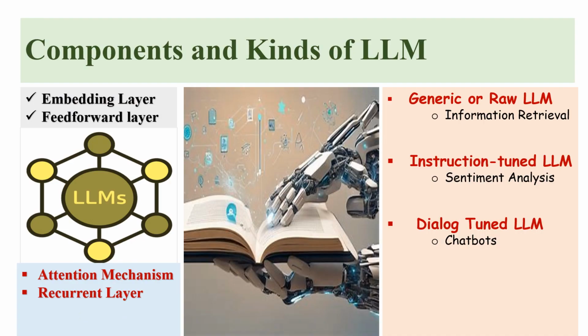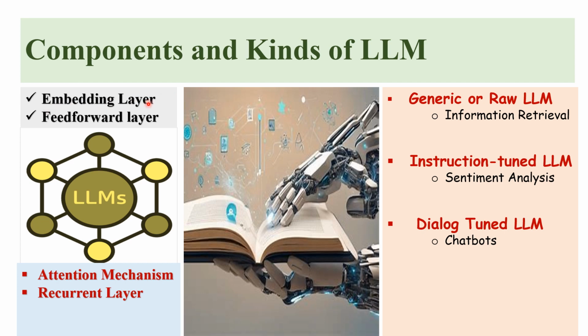Now, what are the components of this LLM? The first component is the embedding layer. Embedding creates embeddings from the input text. That is, it captures the semantic and the syntactic meaning of the input so that the model can understand context. What are you talking about? What is the context of the things? For this it uses the embedding layer. Embedding means understanding the context.